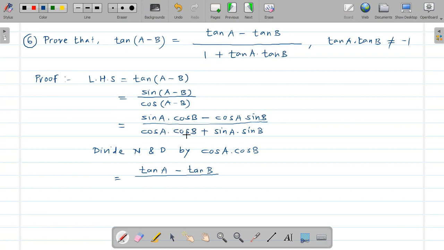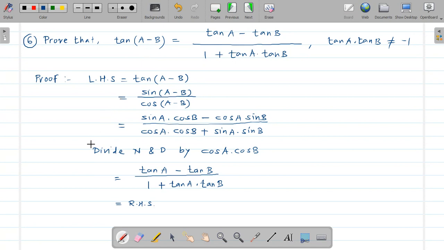third term, cos A into cos B upon cos A into cos B means here we get 1 plus, next sin A into sin B upon cos A into cos B. So sin A upon cos A is tan A, into sin B upon cos B means tan B. So hence this is nothing but the RHS. So just by expressing tan of A minus B as sin of A minus B upon cos of A minus B, applying the formula we get, and dividing by cos A into cos B, we get the RHS. So this is the formula for tan of A minus B.